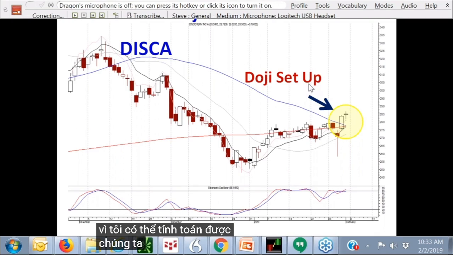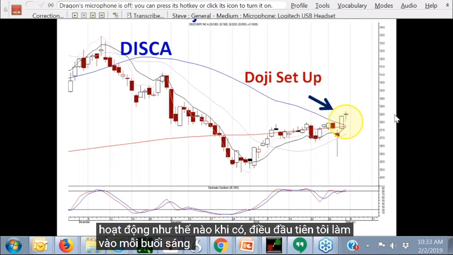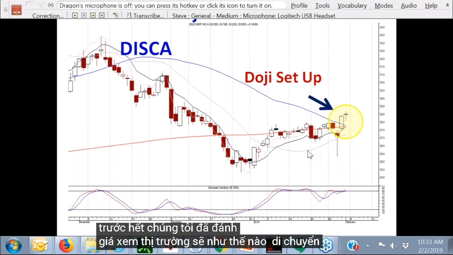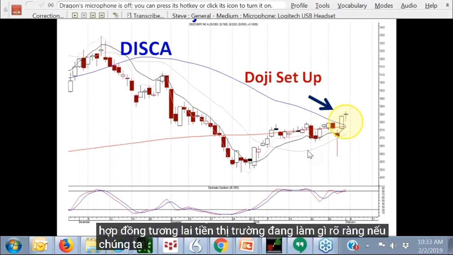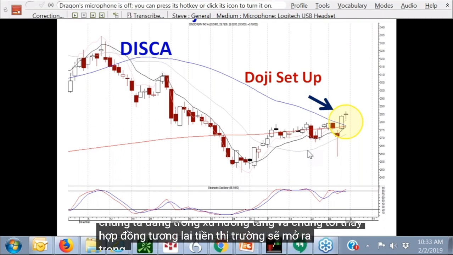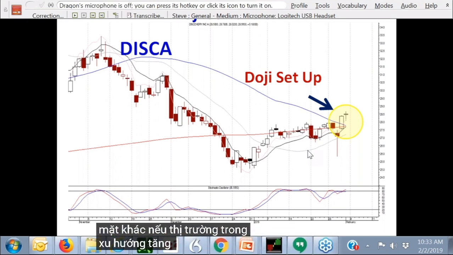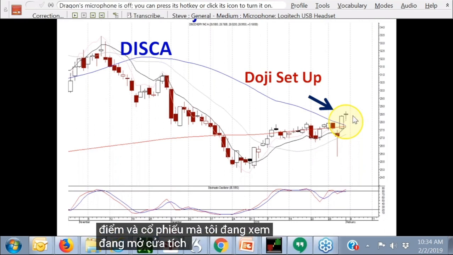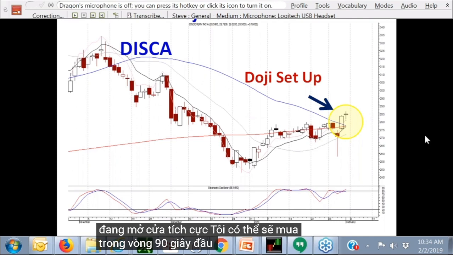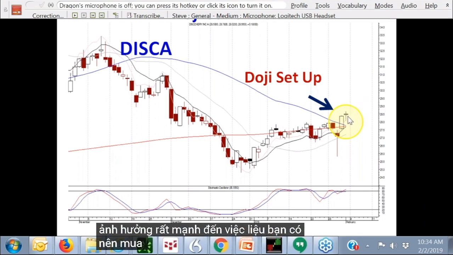Do we need to bother how the overall market is doing? Yes. The first thing I do every morning, I want to see, first of all, we've made an assessment of which way the market should be moving. And then we want to see what the pre-market futures are doing before the market opens. Obviously, if we're in an uptrend and we see the Dow is going to open down 120 points, we're not going to jump right in. We're going to wait and see what happens. On the other hand, if the market's in an uptrend and the pre-market futures show the Dow going to open up 60 points and the NASDAQ up 20 points, and the stock that I'm looking at is opening positive, I might be buying within the first 90 seconds. So yes, the market direction each day has a very strong influence on whether you should be buying that day.